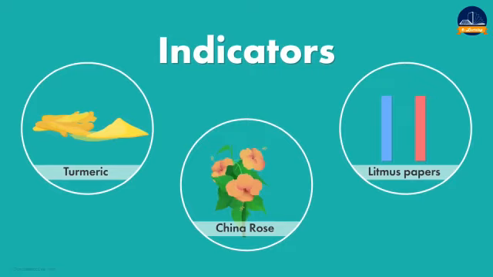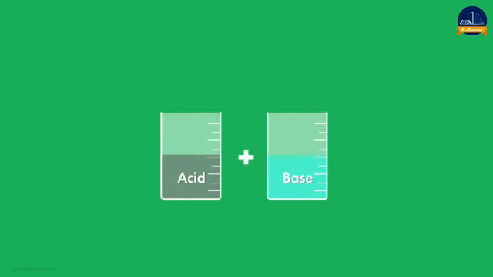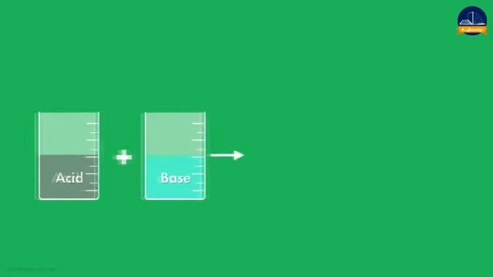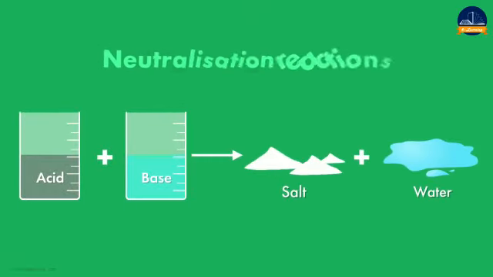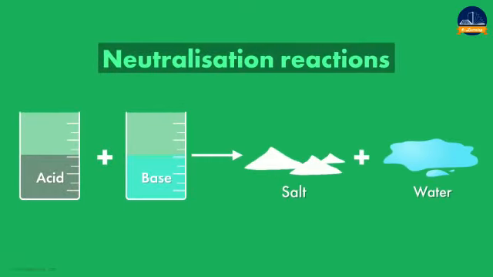Let us now move ahead and find out what happens when we mix an acid and a base, but we know this already. We have seen that an acid and a base when mixed give us salt and water. Let's study these neutralization reactions in detail in our next lecture.